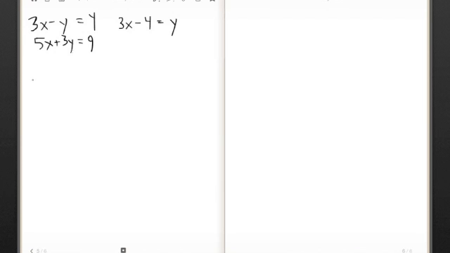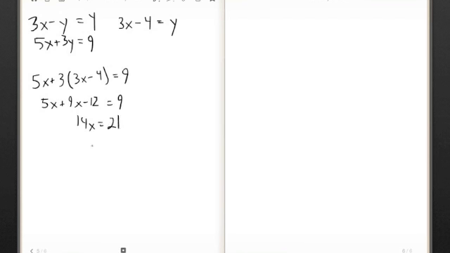And we'll get 5x plus 3 times, changing y to 3x minus 4, equals 9. So this will be 5x plus 9x minus 12 equals 9. 14x equals 21. x equals 3 over 2.